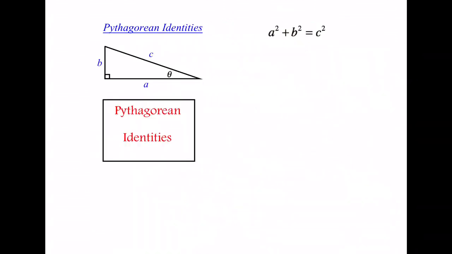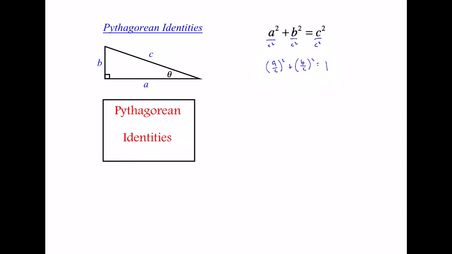We're going to look at three more identities. These are called the Pythagorean identities. So we know the Pythagorean theorem, a squared plus b squared is equal to c squared. What we're going to do with this is take this equation and look at some of the ratios by dividing by c squared. So if we divide everything by c squared, that will give us a over c squared plus b over c squared is equal to 1.